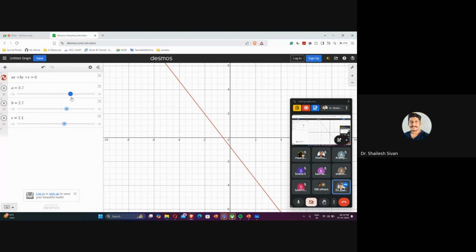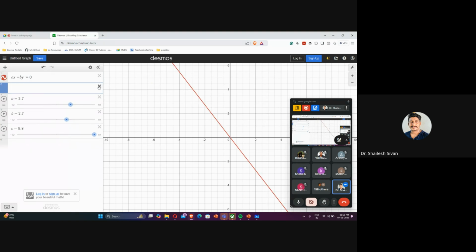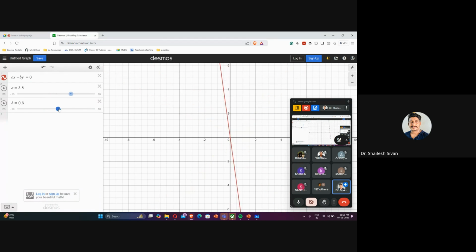But what if I remove the term c from this equation? If there is no such c in the equation, what is the peculiarity? Whatever value you change for a and b, what is happening? The line should touch the origin. Yeah, the line should always pass through the center of the coordinate plane, right?